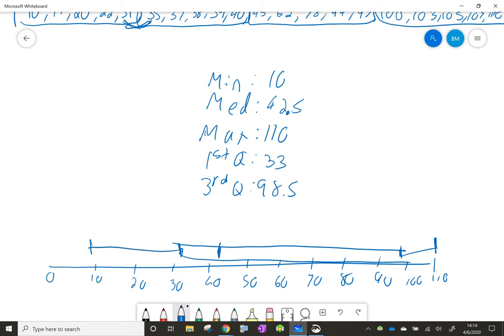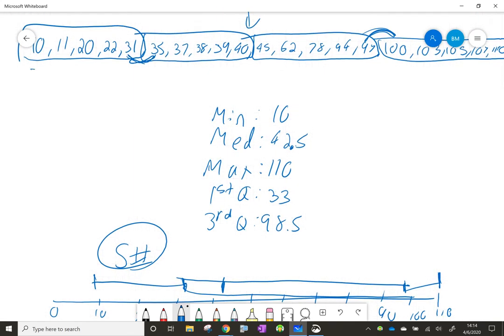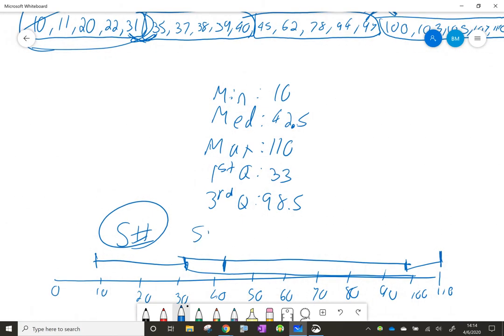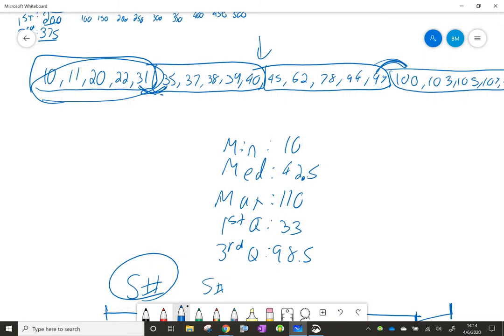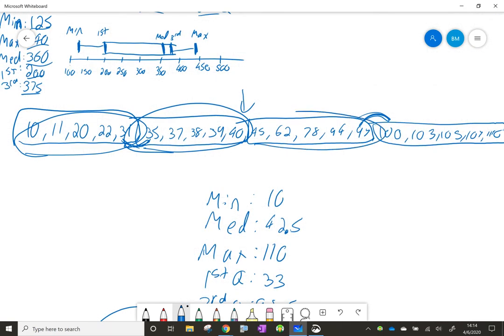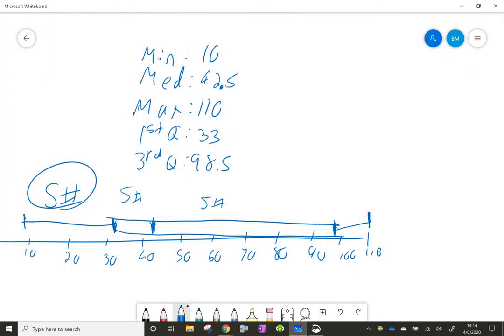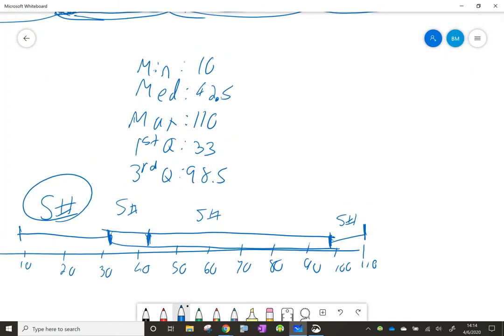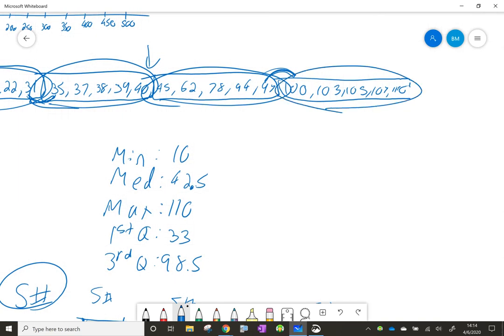So remember, each section had 5 numbers in it. There are 5 numbers between 10 and 33, right? There are 5 numbers between 33 and 42.5. There are 5 numbers between 42.5 and 98.5. And then there were 5 numbers at the end between 98.5 and 110, right?